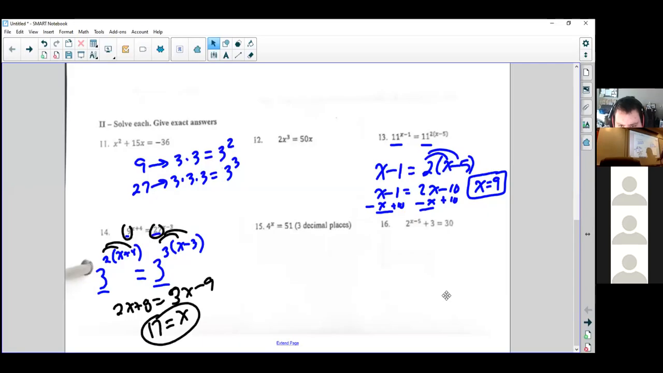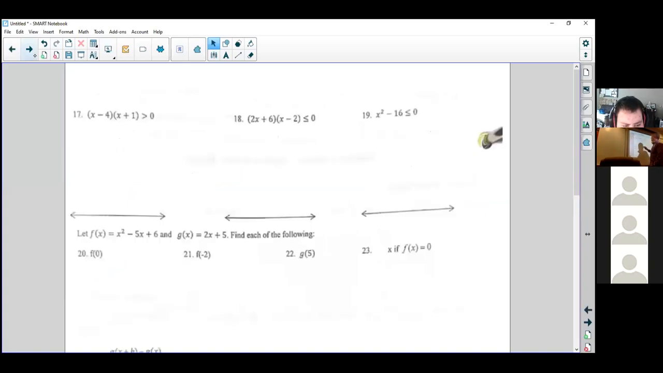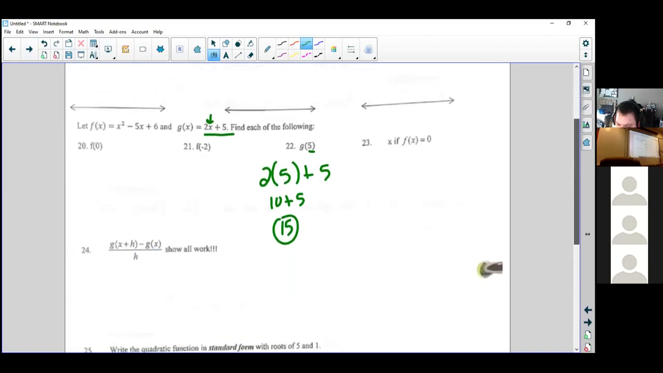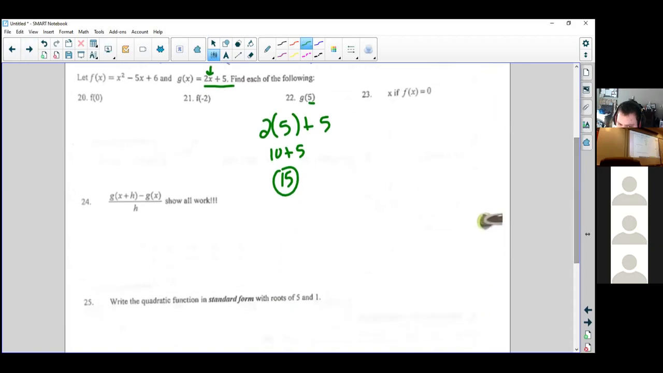All right, so number 22. Let's find it. It's on the second page. 22 says they want g of 5. So I'm going to take this equation here, and I'm going to plug 5 in for x. So I get 2 times, there was an x there, but now it's going to become a 5. So that gives you 10 plus 5, which is 15. Okay. And then 24.